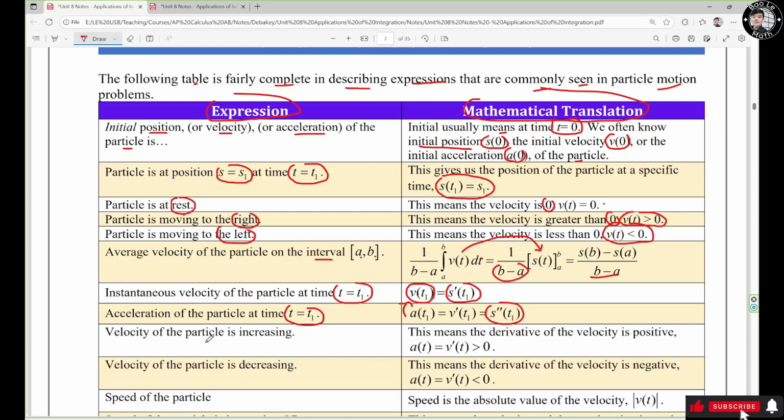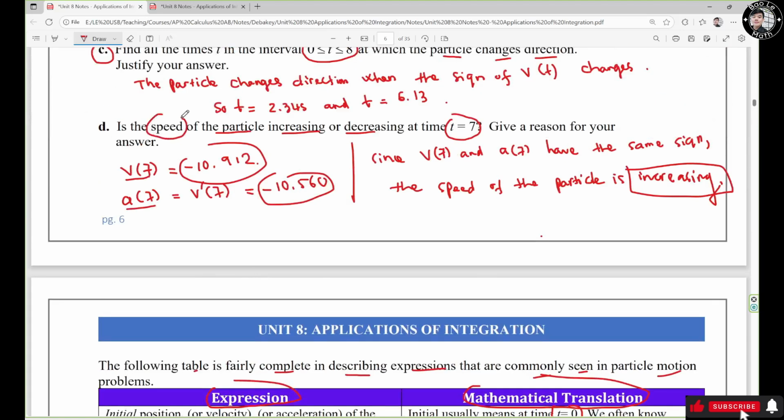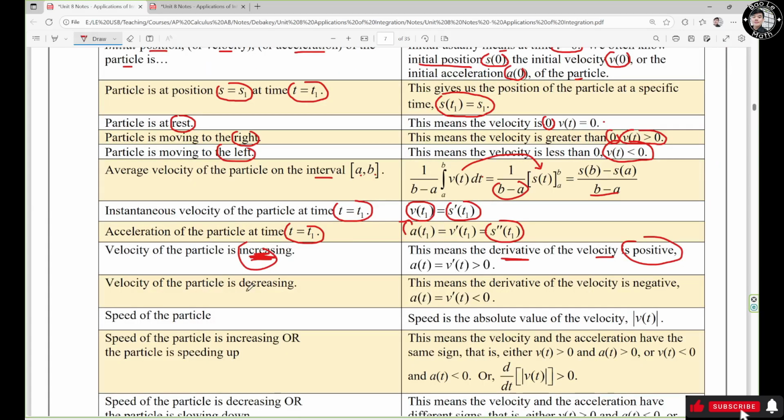Now, velocity of the particle is increasing. This means that the derivative of the velocity is positive. Alright, keep that in mind. This one is different from the speed right here, so be careful. Velocity of the particle is decreasing, which means the first derivative of v of t is less than 0. The speed of the particle is the absolute value of the velocity, because the speed is always positive. So keep that in mind.